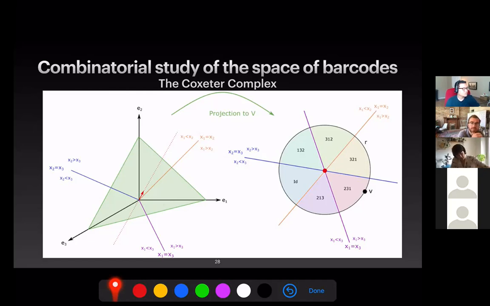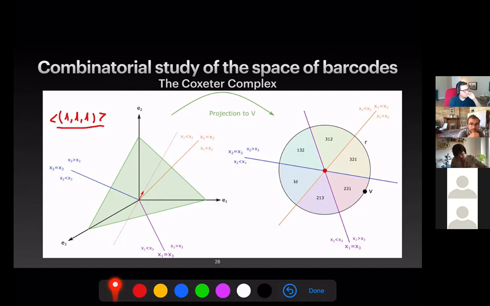So R3 here is generated by e1, e2, e3. And we're going to give new coordinates to R3. The first coordinate will be the one on this red line here, which is spanned by the vector (1, 1, 1). So that's the red line. If we project x1, x2, x3 on this line, we're going to end up with the average of x1, x2, x3. Actually, it's going to come up later.